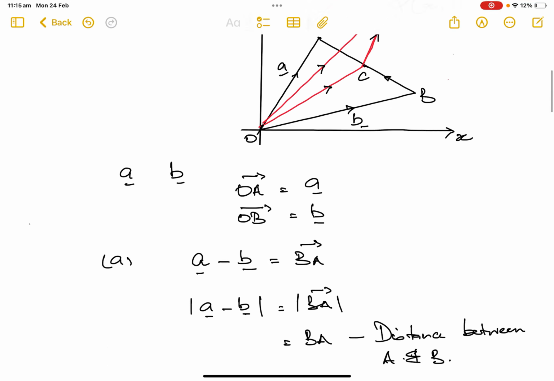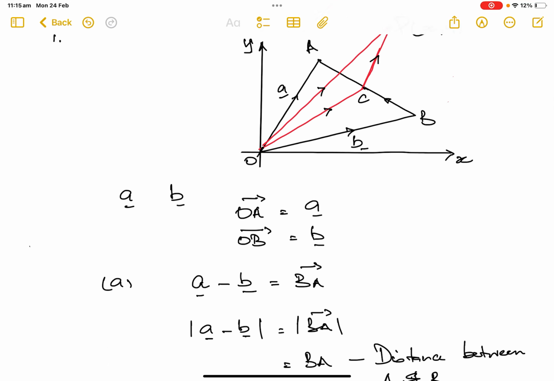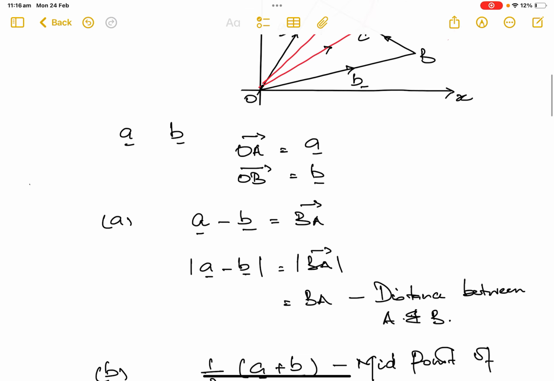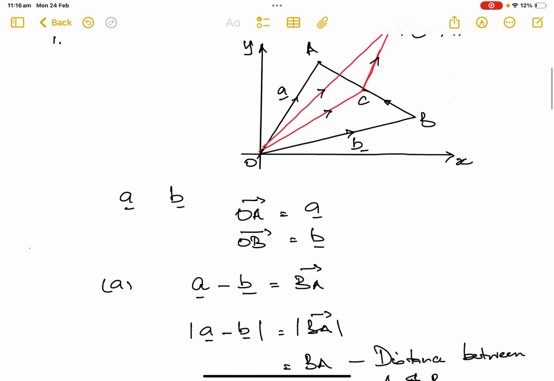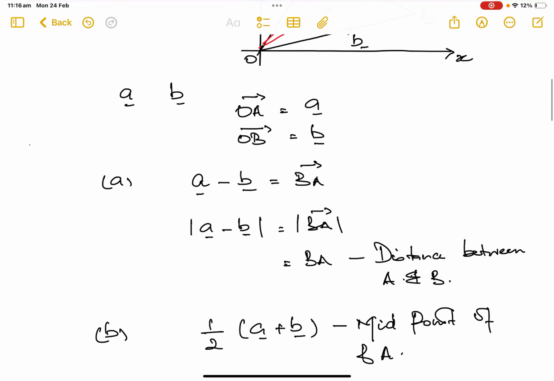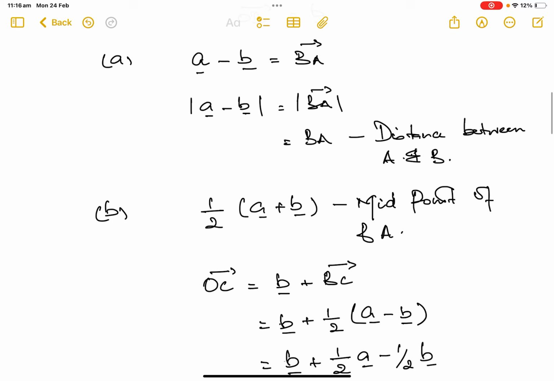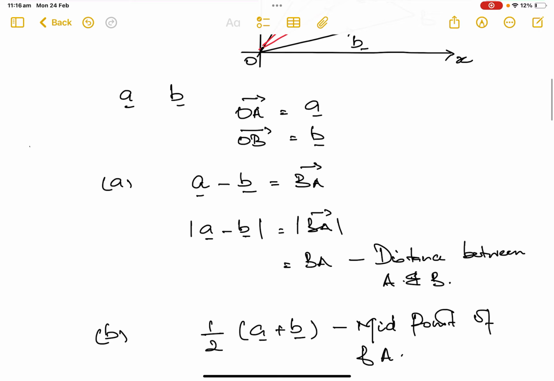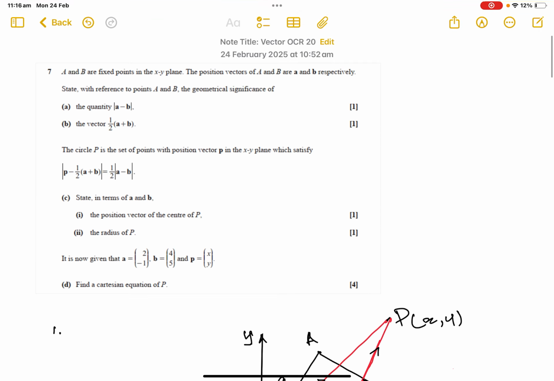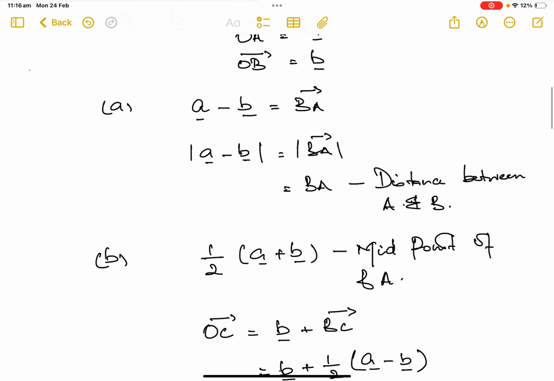From the vector triangle OAB, A minus B is BA. We can work it out just by vector addition. A minus B equals BA. But we want the modulus of A minus B. So the modulus of A minus B is the modulus of vector BA, which is the length BA itself. That is the distance between A and B, just a simple distance. That is the geometrical significance of the modulus of A minus B.